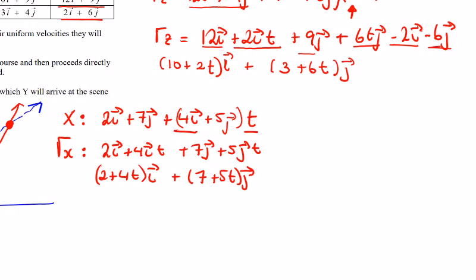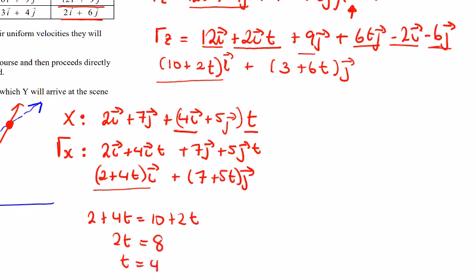So we just need to equate one of them. Are they the same? If we equate i to be the same and our value for t allows j to be the same, then we can say that they're at the same place at the same time. So 2 plus 4t is equal to 10 plus 2t. So 2t is equal to 8. So t is equal to 4.